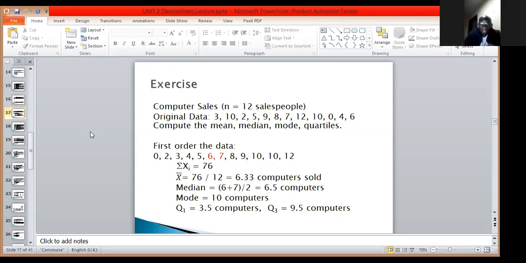Okay, yes. So there we have computer sales. Now, we had 12 salesmen. So the number of our measurements is 12, and it is represented by N. These measurements were listed haphazardly. According to what we have learned, the first step is to arrange our measurements in ascending or descending order. So we have arranged our data. When you arrange the data like that, if you count, they are 12.